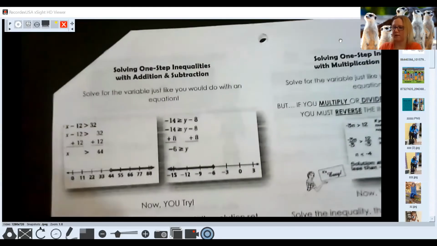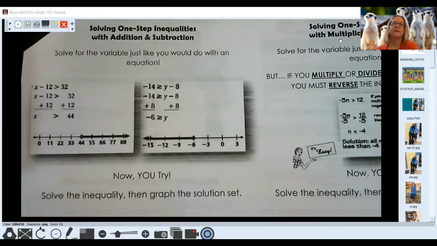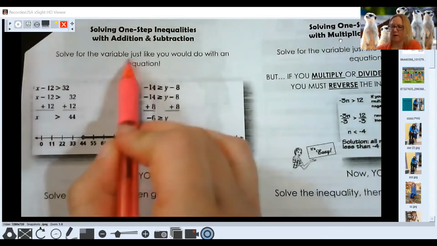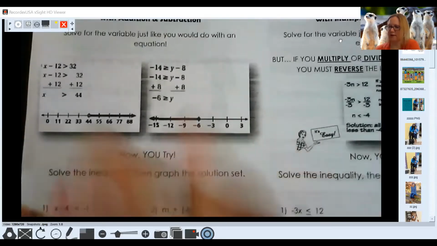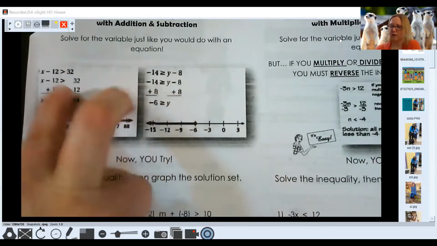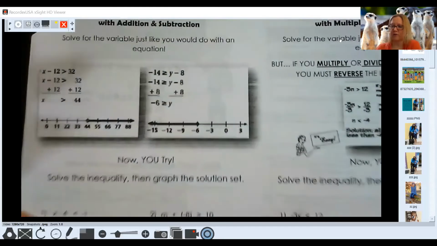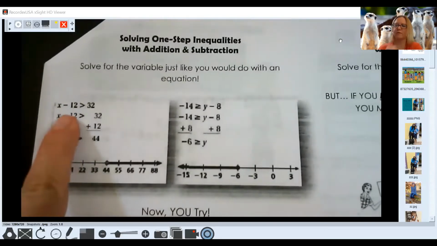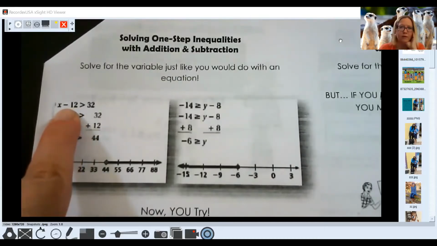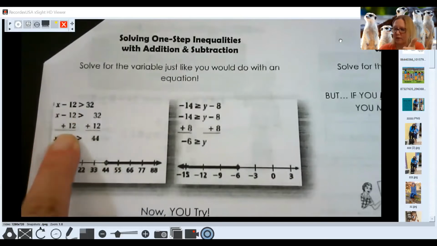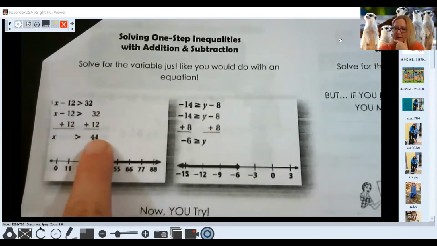So if we're dealing with a one-step addition or subtraction inequality, basically you would solve for that variable the same way you would with an equation. So you've got 2 examples you can refer to here. Just to explain what this is showing, if our inequality is x minus 12 is greater than 32, we're trying to figure out what x equals. So just like you would with an equation, you get rid of that minus 12. The inverse of subtracting 12 is to add 12. So you add 12 on both sides, leaving it with x. And then on this side, you have 44.